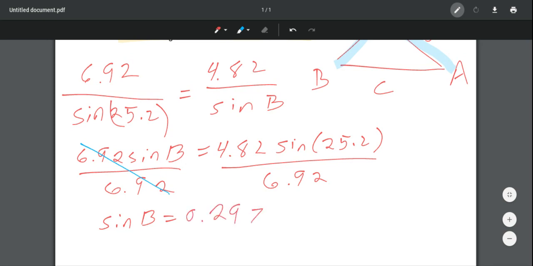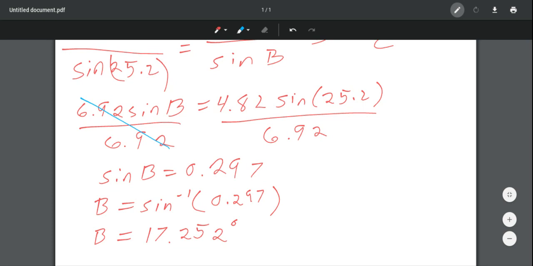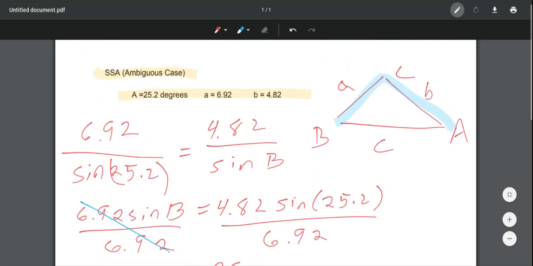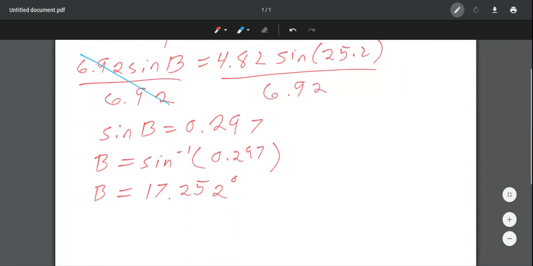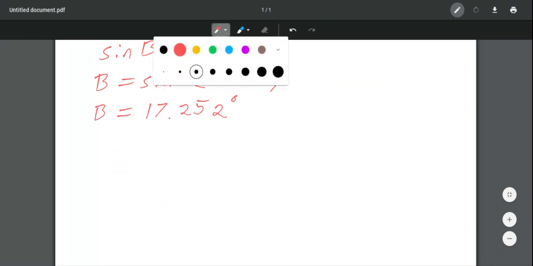0.297. And guys, remember, when we find angle measurements, we do inverse sine. So B would be equivalent to the inverse sine of 0.297. So let's take a look. So I do second sine, second answer, and I'm going to get B to be approximately 17.252 degrees. All right, guys. Now, the reason that we might have a different B is because when we have the ambiguous case, you have a possibility of two triangles. So a lot of times we need to look at two cases.